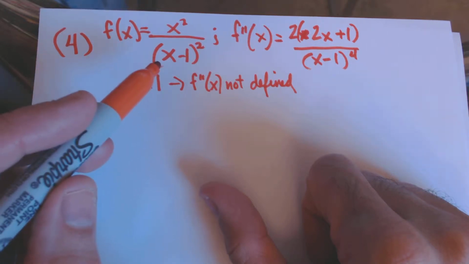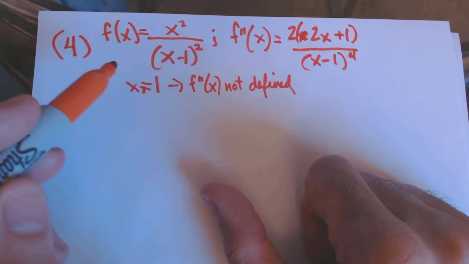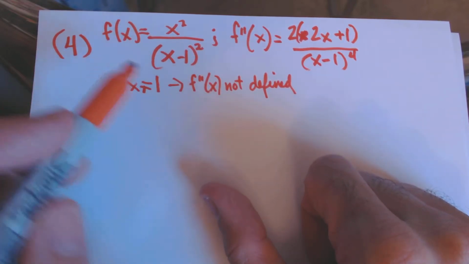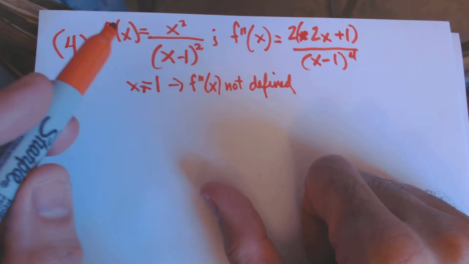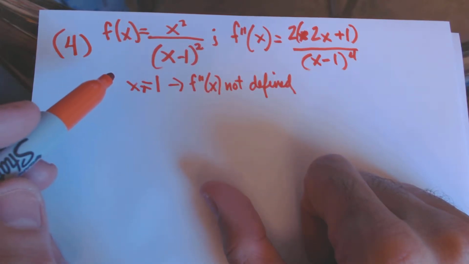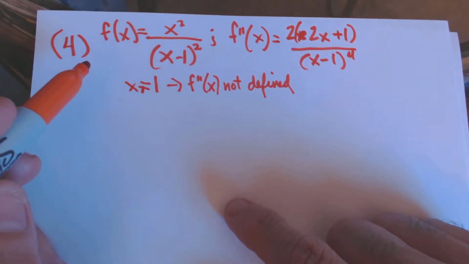So the point cannot be an inflection point, but the nature of the graph does potentially change on either side of this point. So it's important to examine the intervals between those points, that point.